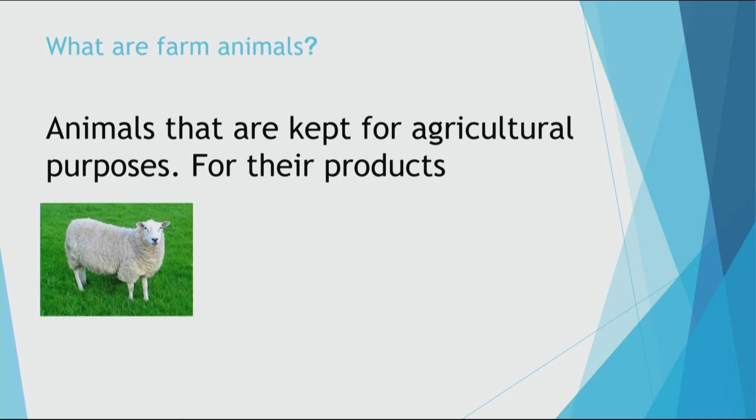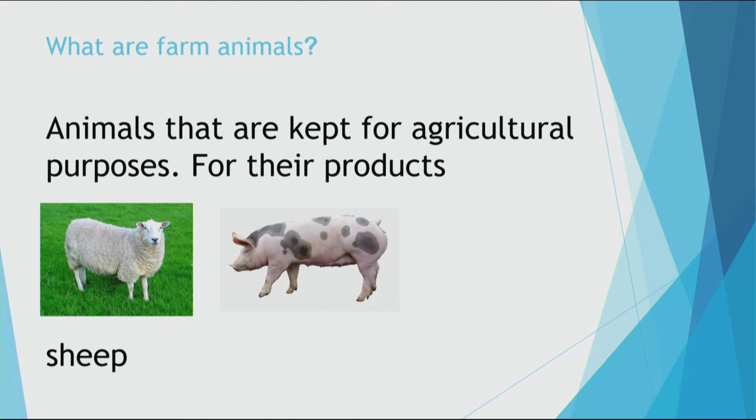Here is an example, a sheep. What kind of products can we get from a sheep? Most of the clothes that we wear, we get from sheep. We get the wool from the sheep for the people to make clothes out of them, our towels and so on. Pig. Do you know any products we can get from pigs?